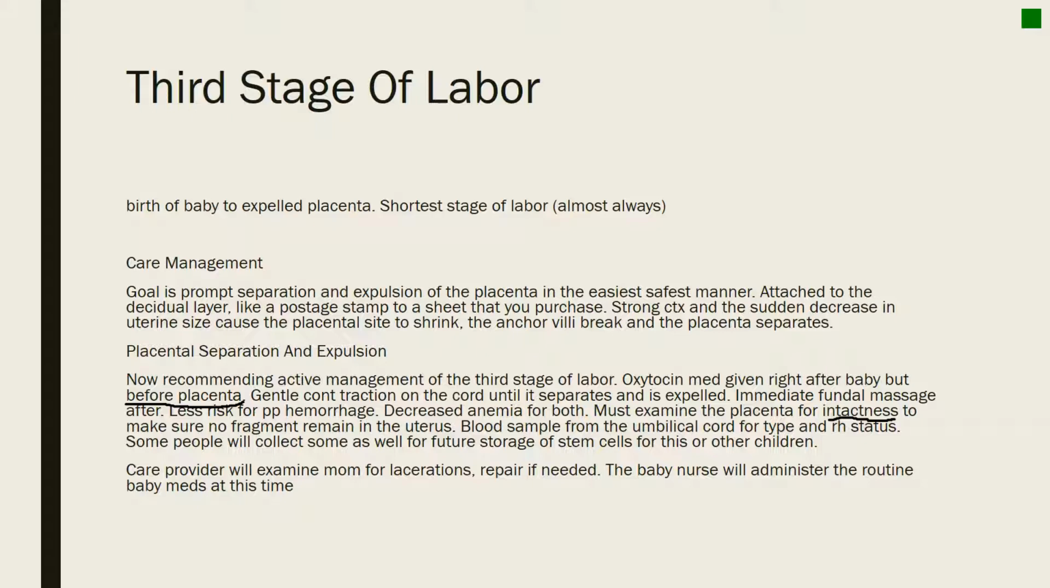Blood samples from the umbilical cord for type and Rh status are done. Some people will collect some of this blood for future storage of stem cells for their other children. Care provider will examine mom for lacerations and repair those as needed. The baby nurse will administer the routine baby meds at this time or let mom do skin to skin.